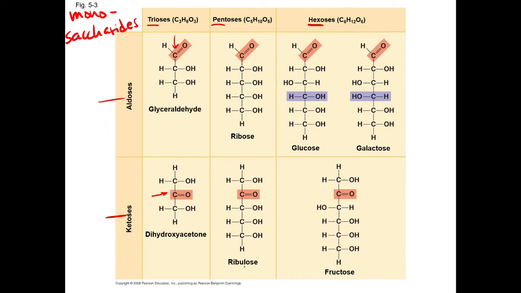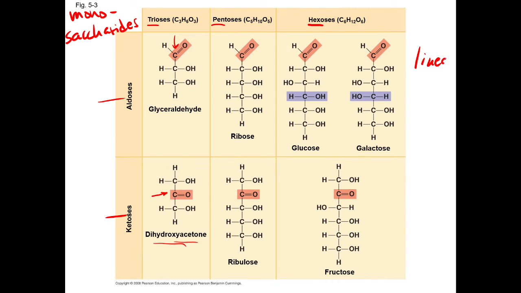Ribulose we will run into later when we talk about photosynthesis, and dihydroxyacetone we will run into also when we talk about glycolysis quite a bit later. So what I want you to notice here is all these monosaccharides listed here are linear.